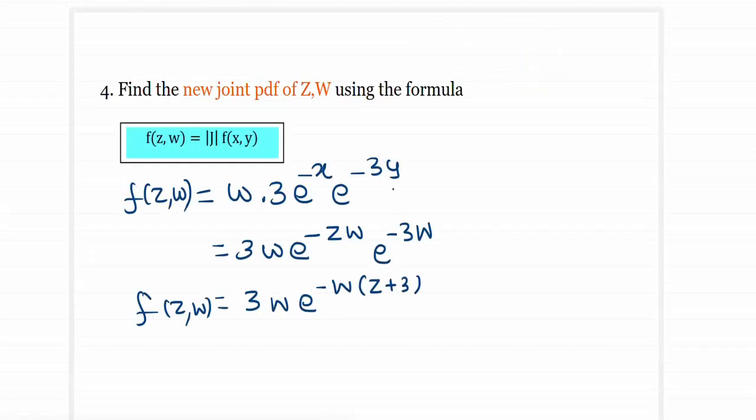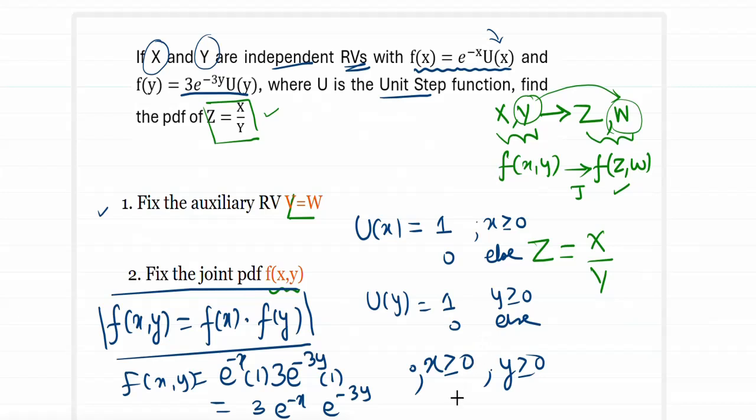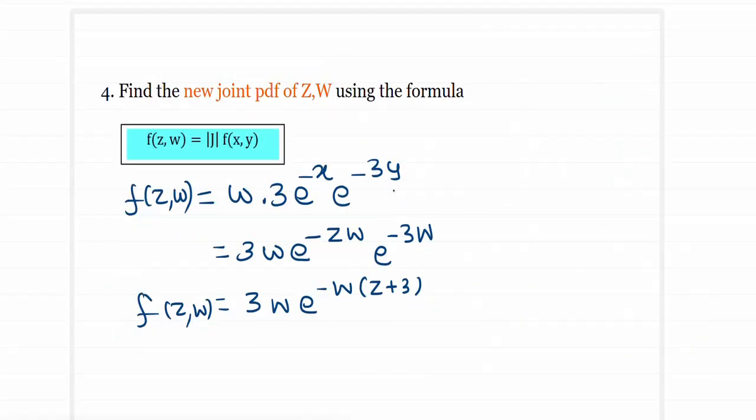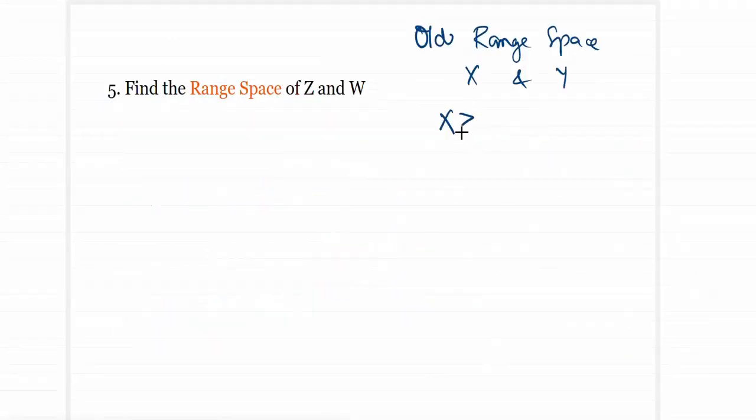What do we know about x and y's space? We know that the unit step function is valid for x greater than or equal to 0 and y greater than or equal to 0. So I have x greater than or equal to 0 and y greater than or equal to 0 to be my old space.